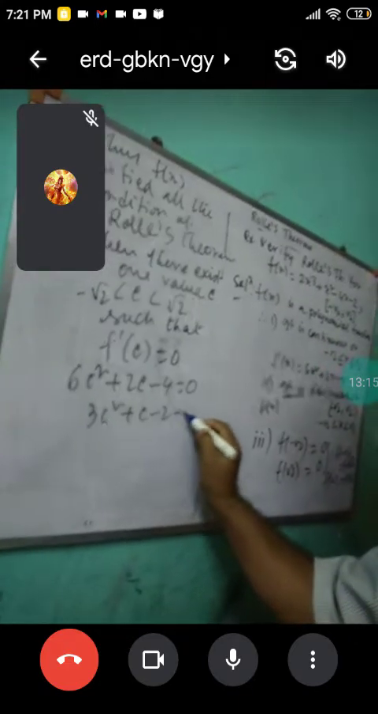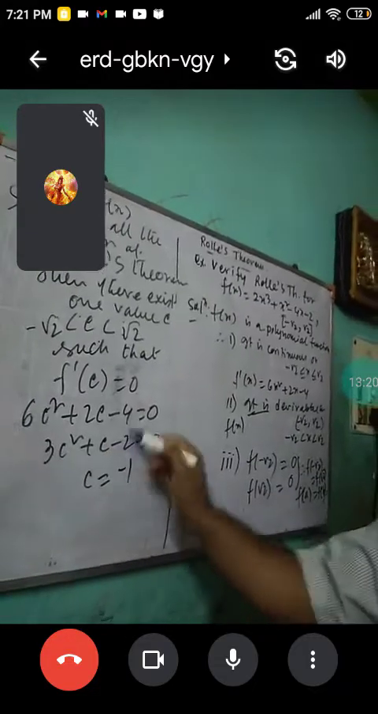Now you have to find c. Where you have to put f dash c? This is f dash x, that is 6c square plus 2c minus 4 equal to 0. That is 3c square plus c minus 2 equal to 0. So the c value you will get, that is minus 1. I am not solving this; by middle term break you can solve it. The c value is equal to minus 1 and 2 by 3. Oh, sorry, 2 by 3.